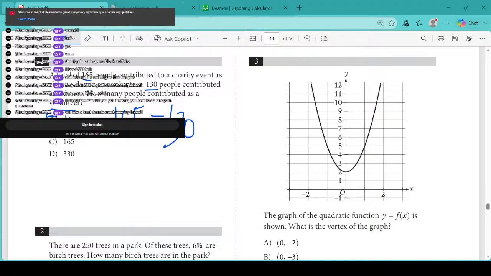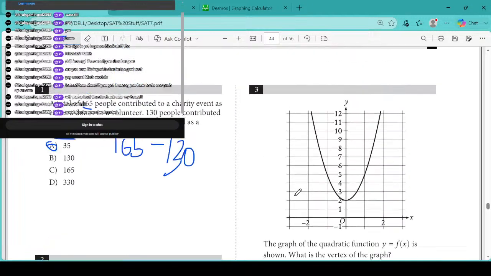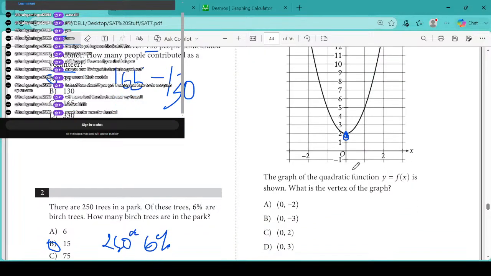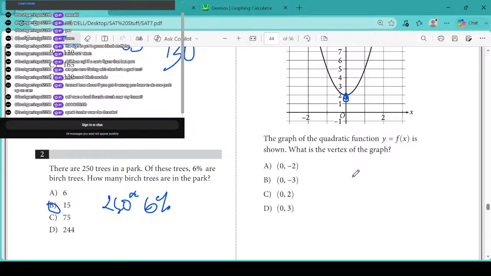Let me move chat so it won't block the question. What's the vertex of the graph? A vertex is the pointy edge right here. So that would be x is 0, y is 2. Your x is left, right, and your y is up, down. So it's 0, positive 2.